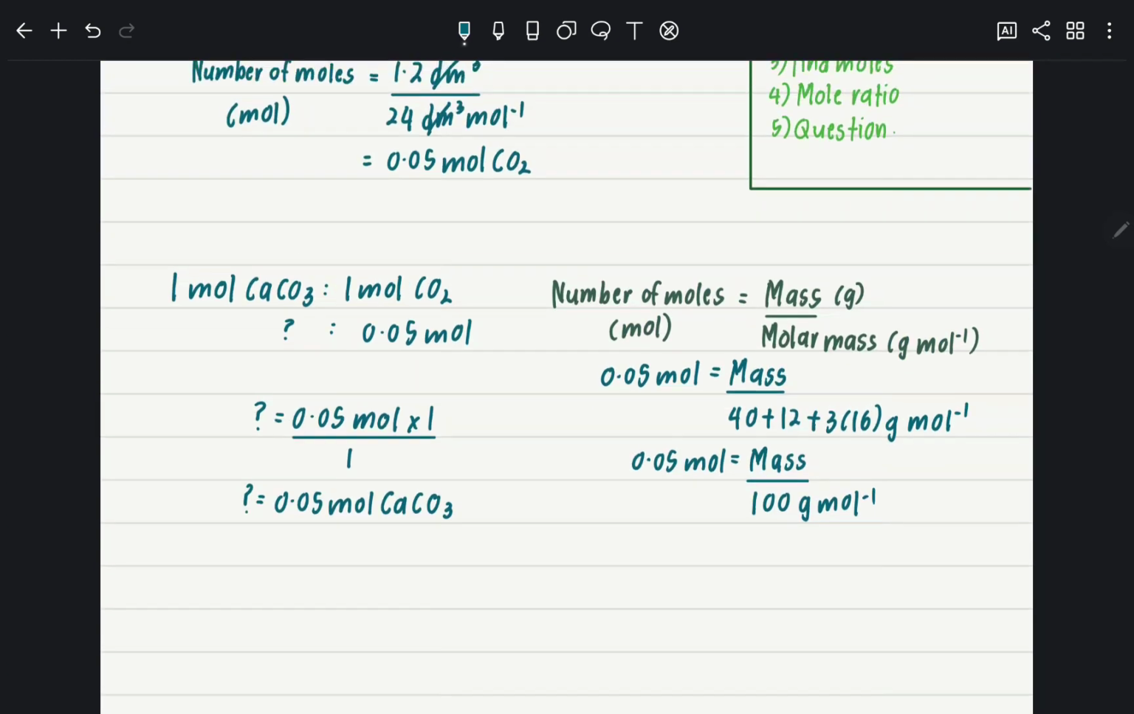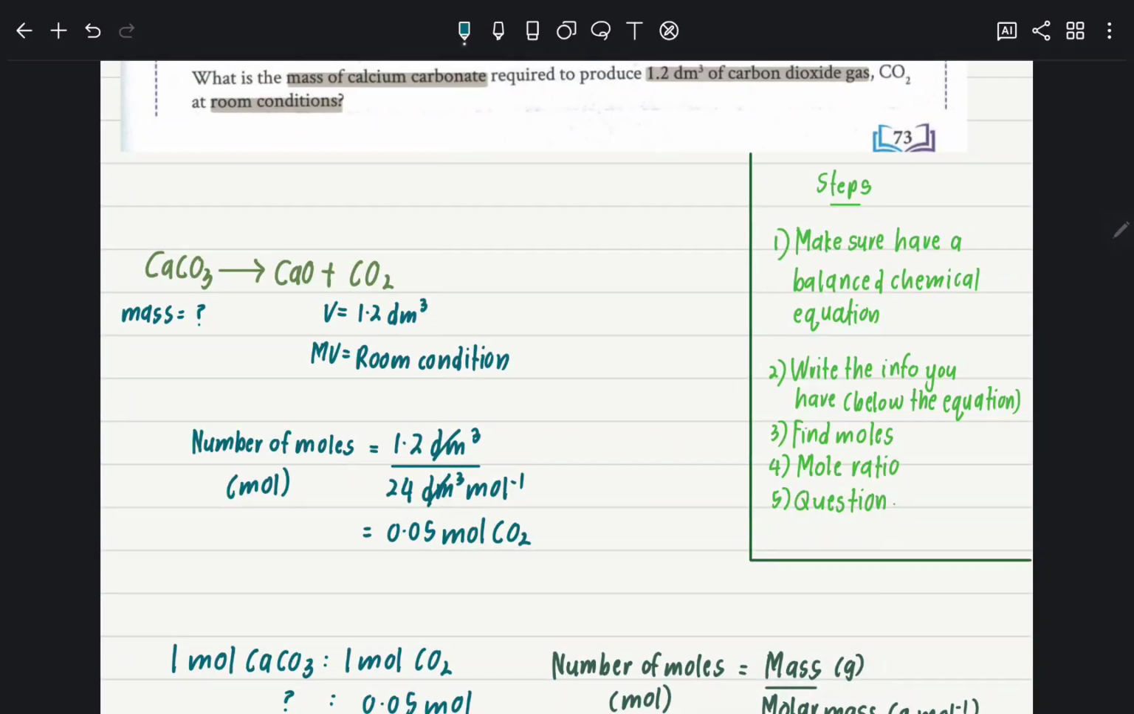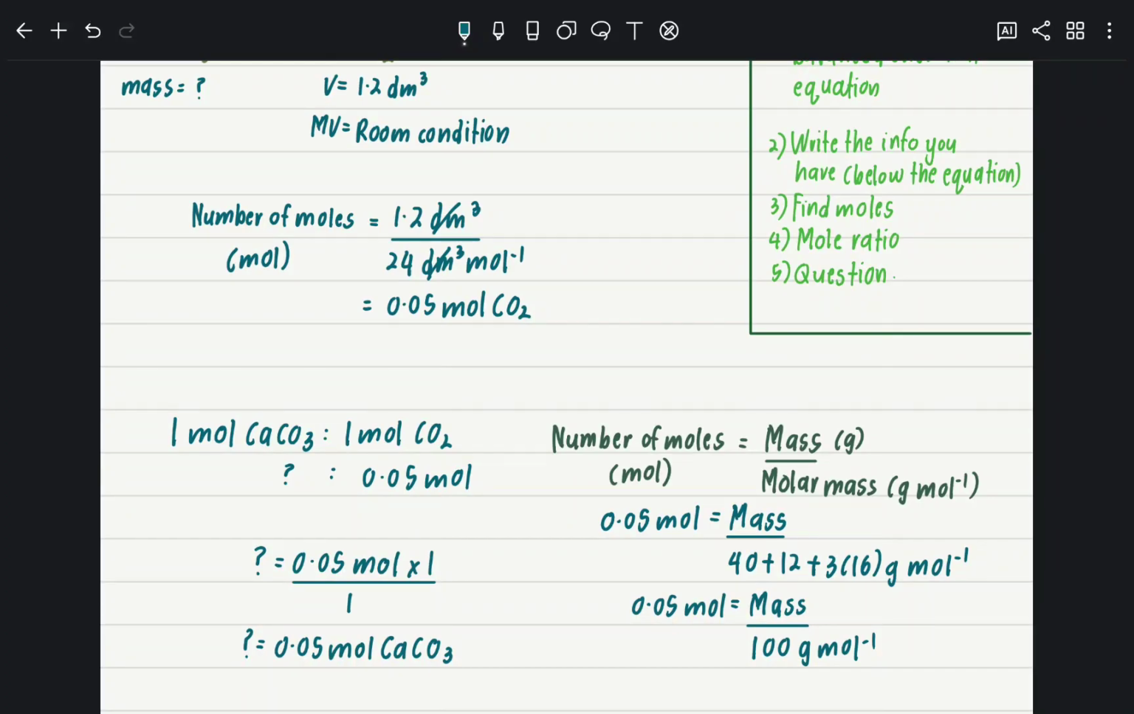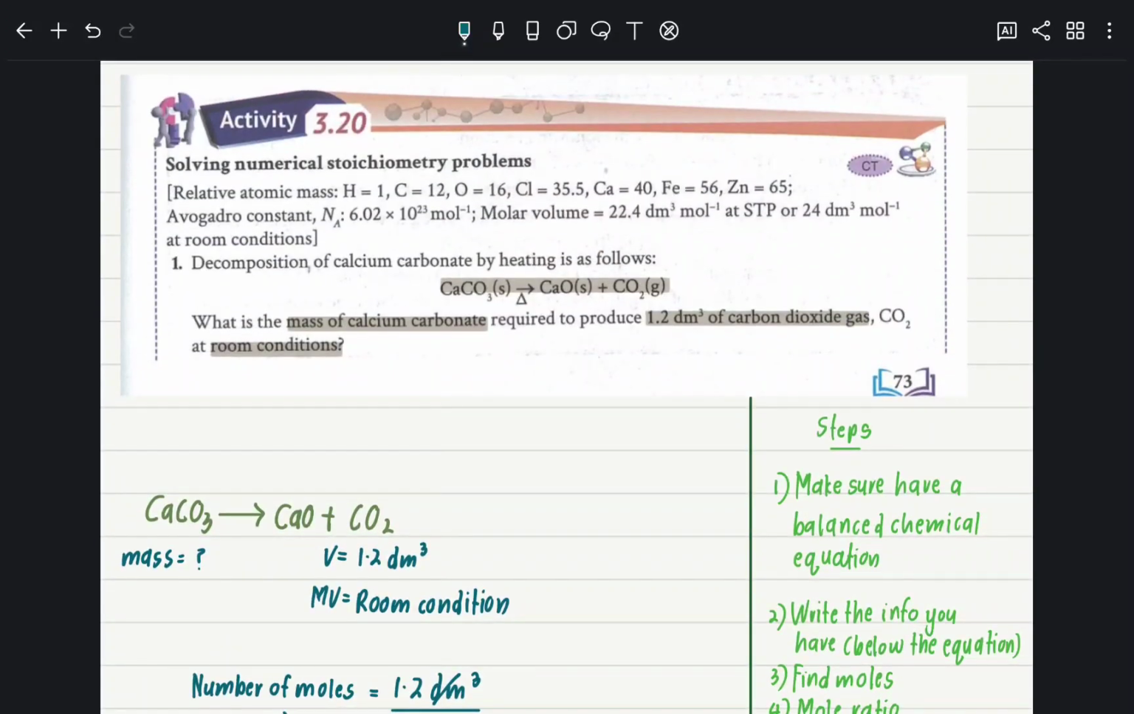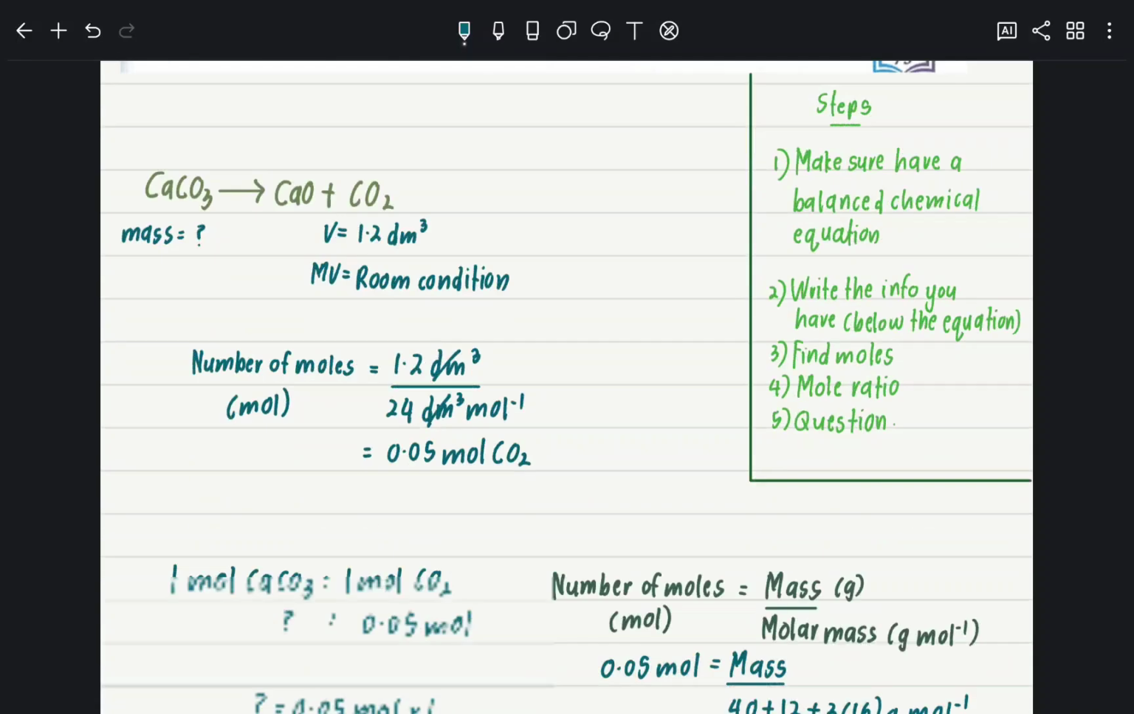Okay, you can do the checking twice, just to ensure that you make no careless mistake. Because the main issue with students currently is careless mistakes, so make sure you don't make any. So CaCO3: 40 plus 12 plus 3 times 16, which is 100.